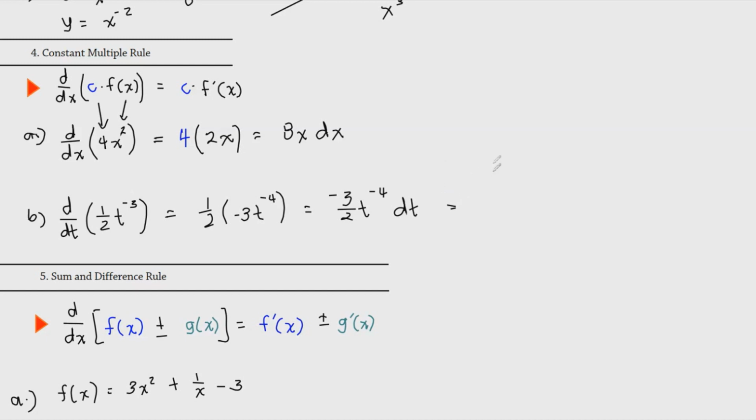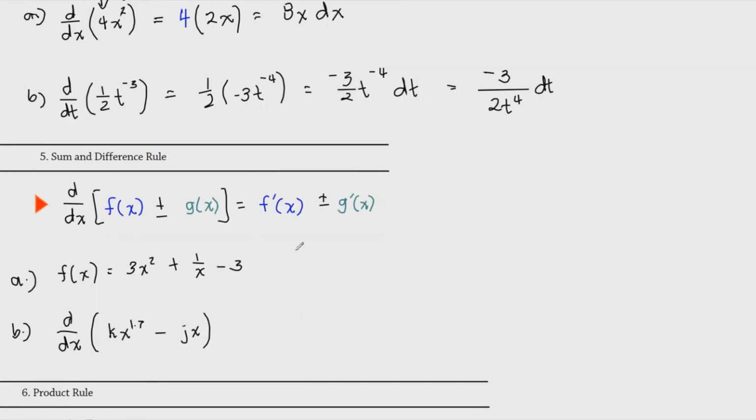I can also simplify this, or rewrite this as something like 2 raised to the 4, just to bring down the negative 4 to the denominator. And let's proceed with number 5.